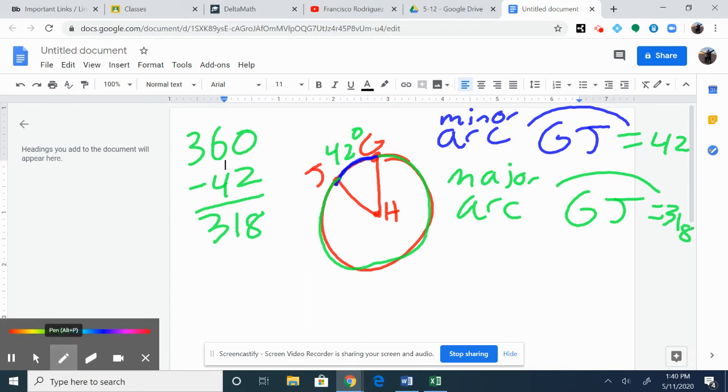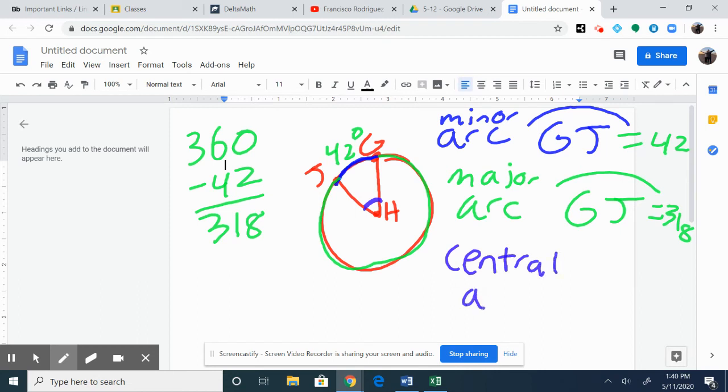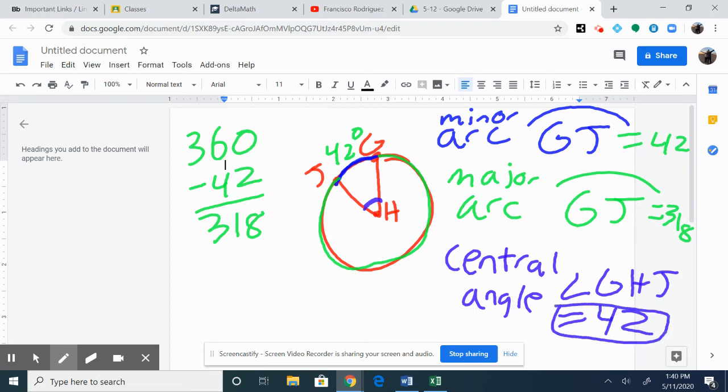Now, what also happens is that we create an angle right there. We would call that the central angle, which we would name angle GHJ. Now the central angle is going to be the same measure as the arc. In this case, our arc measures 42, so the angle is also 42.